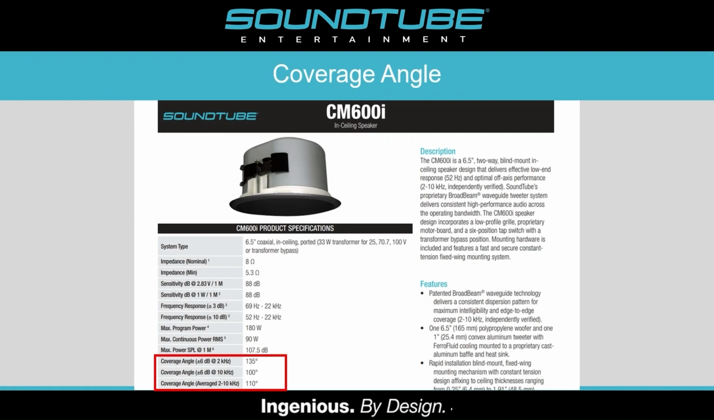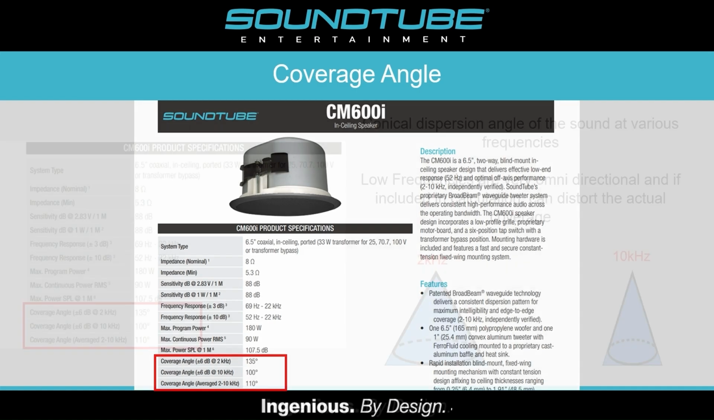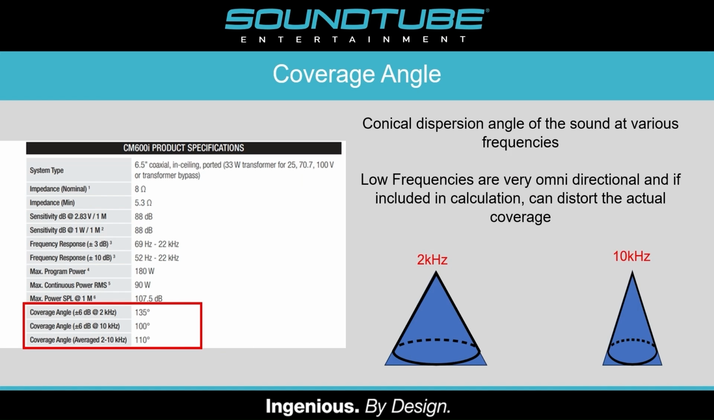The last major performance section is the coverage angle. This may be represented in different formats depending on if the speaker is coaxial, a standard two-way, or horn-loaded. If a speaker does not have a conical dispersion, you may see a horizontal by vertical pattern listed. For this example, we are looking at conical dispersion.